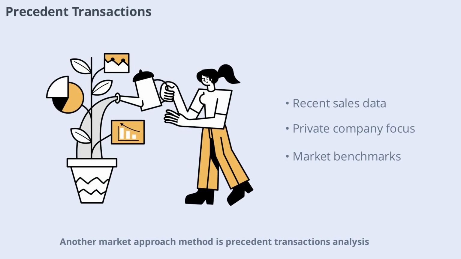Another market approach method is precedent transactions analysis. This involves looking at recent sales of similar businesses to gauge what buyers have paid. It's especially useful for private companies where public data may be limited. Precedent transactions provide real-world benchmarks for valuation.